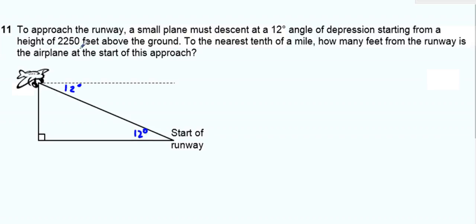If the plane is at a height of 2,250 feet, to the nearest tenth of a foot, how many feet from the runway is the airplane at the start of the approach? So how many feet from the runway? That's what we're looking for right there. So we have our triangle. Here's our angle. This is opposite. This is adjacent. That's tangent.